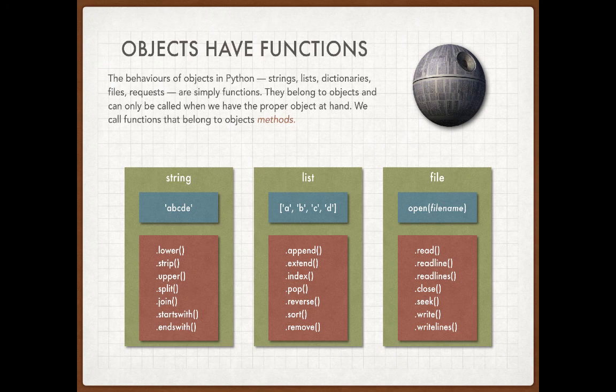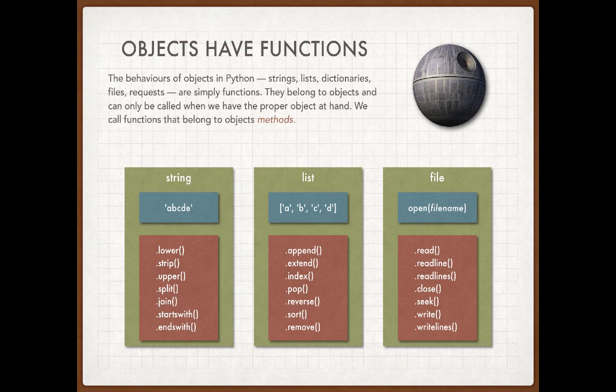But we have to have a list in order to tell the list to do those things. And the same with files, right? We can read from a file or read lines. We can close a file. We can write lines to a file. But we need to have a file object in order to do those things.